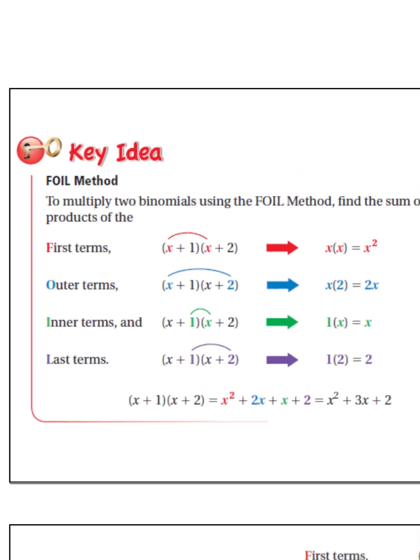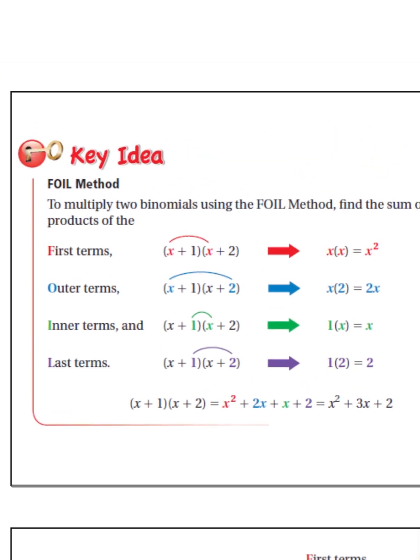This method that we are using is called the FOIL method, F-O-I-L, FOIL. And you will hear this in other math classes as you progress through your high school career. FOIL is an acronym that stands for multiply the first terms together. So multiply the first numbers together in the parentheses. That's that x times x.